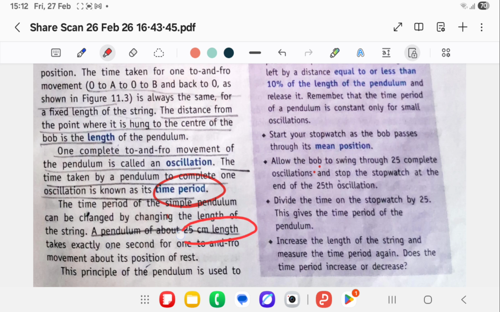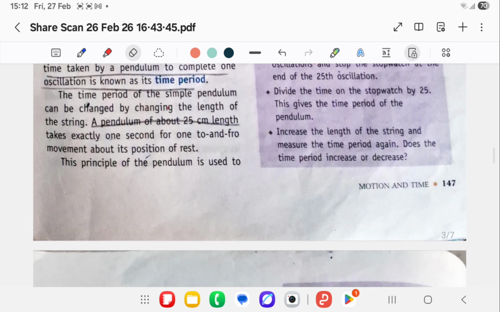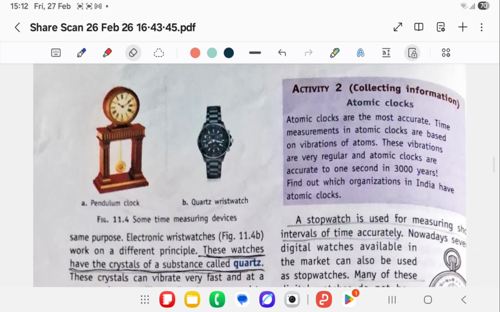Now if we set the length of the string to 25 centimeters, it is exactly 1 second that we calculate. Now when we alter the length of the pendulum, the time period for one oscillation will change. Clear?